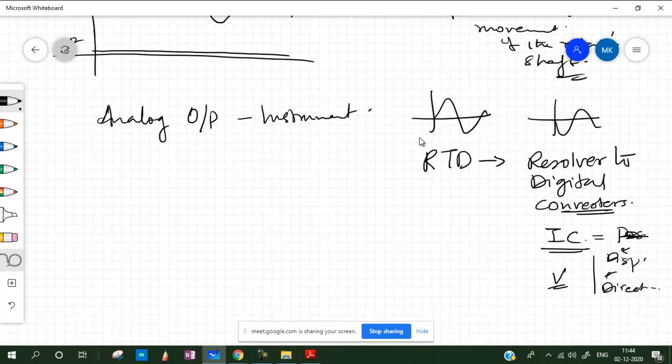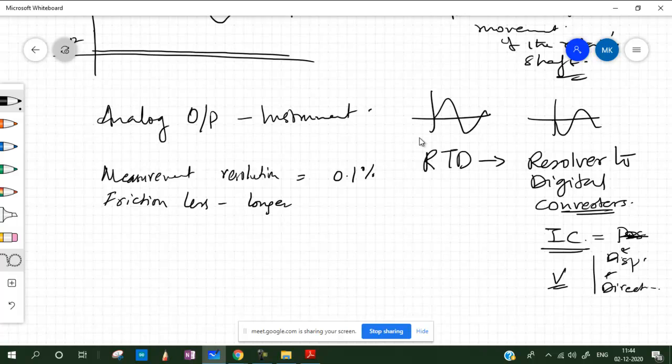They do have a measurement resolution of around 0.1% of the full scale reading, and they are frictionless because they are similar to LVDTs and hence have longer life. All right.